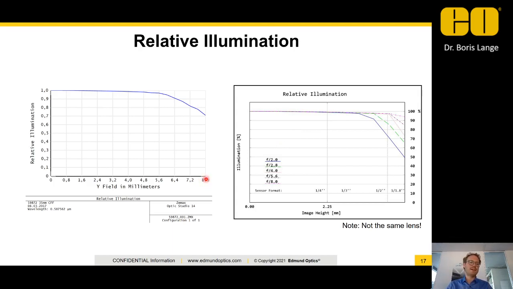But don't overestimate it. If you already know you're working at f/4, f/5.6, or even 2.8, then it's very well worth reaching out to your optics manufacturer and asking for an RI plot for your specific F number.